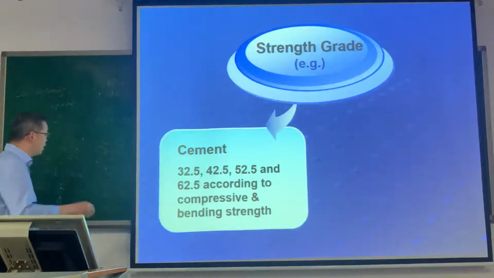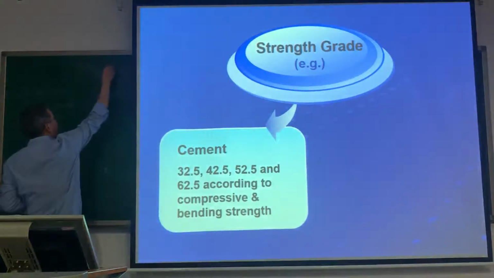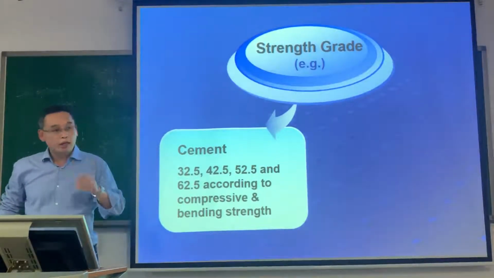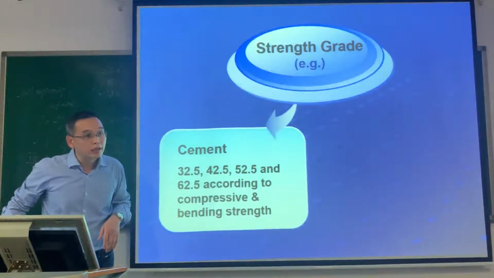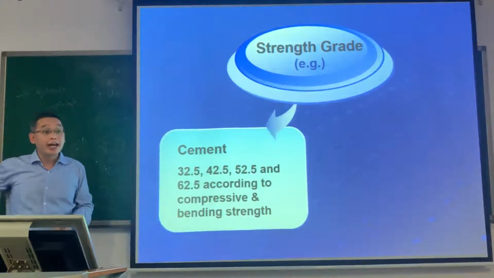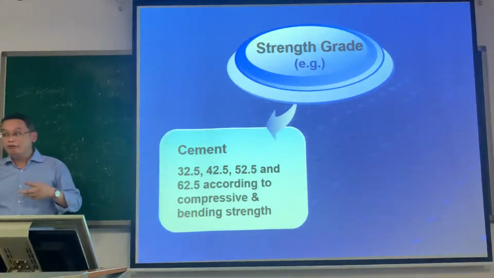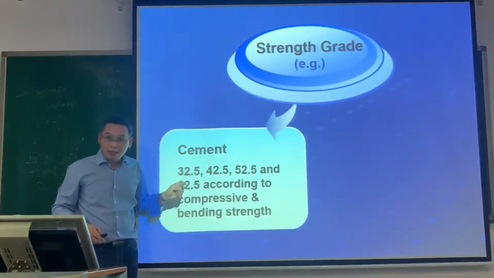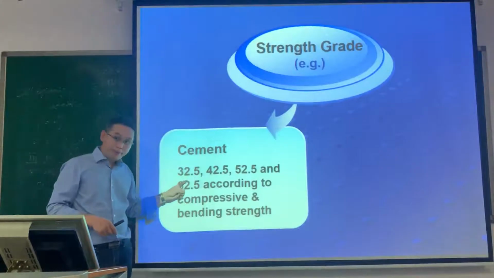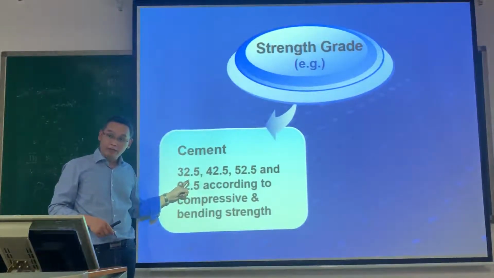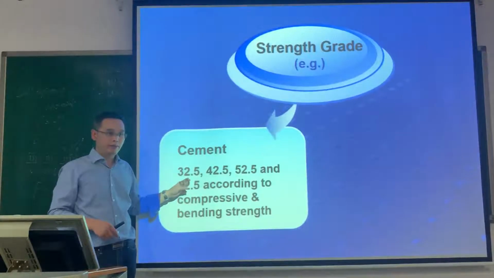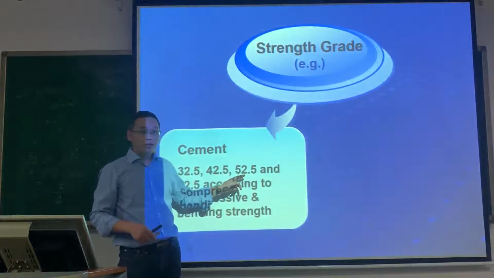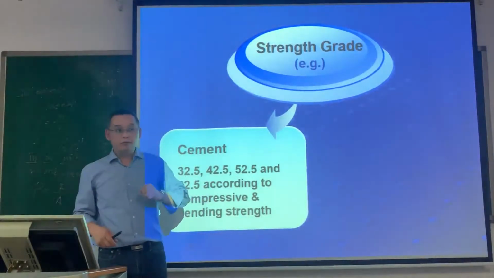Okay? After 28 days, probably 28 days, 4 weeks. Yeah? 4 weeks. After 4 weeks, if the compressive strength of the cement is up to 32.5, we call it 32.5 grade. If it's up to 52.5, we call it 52.5 grade.